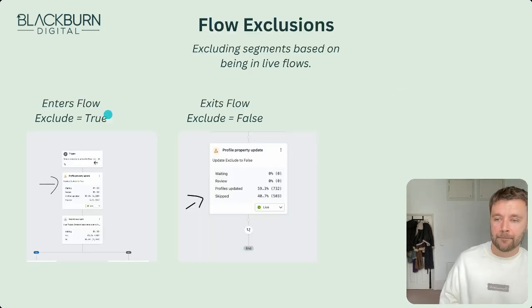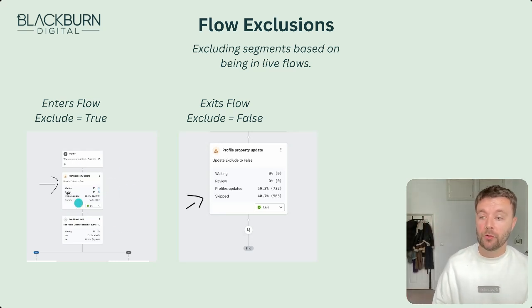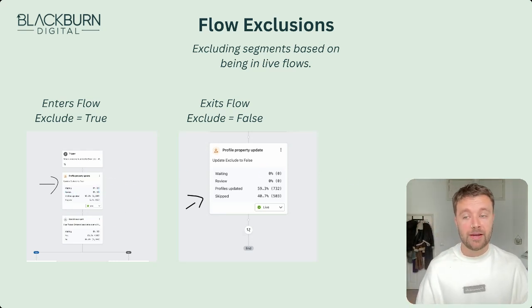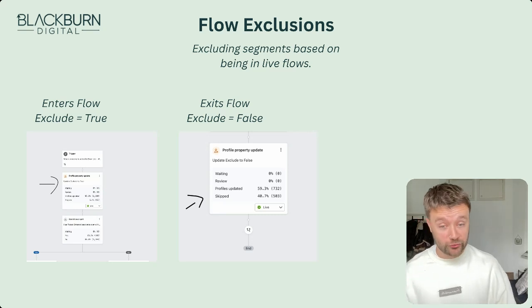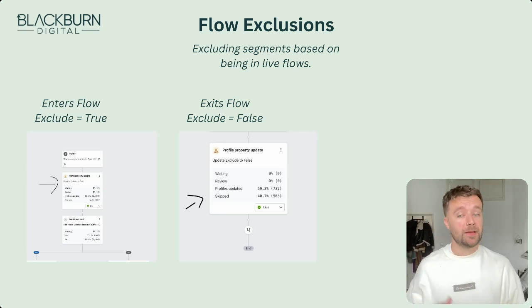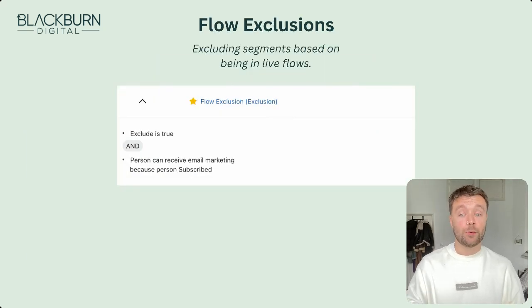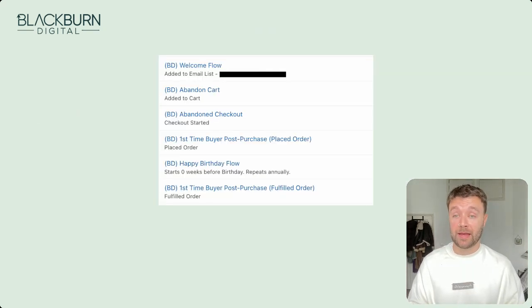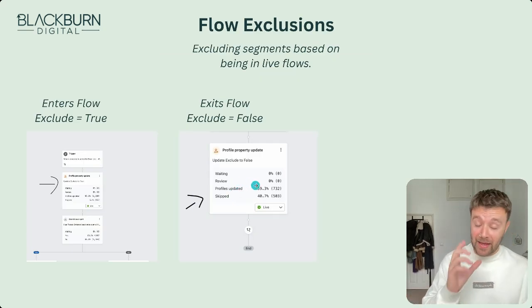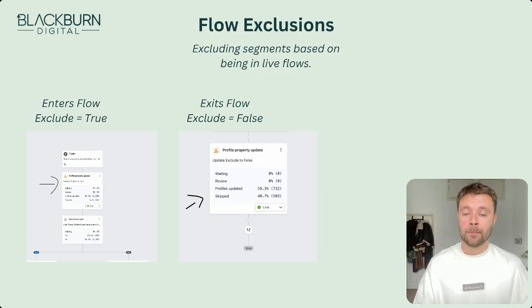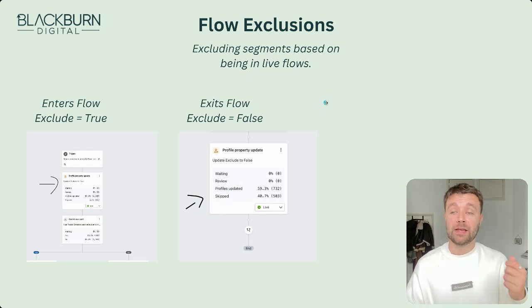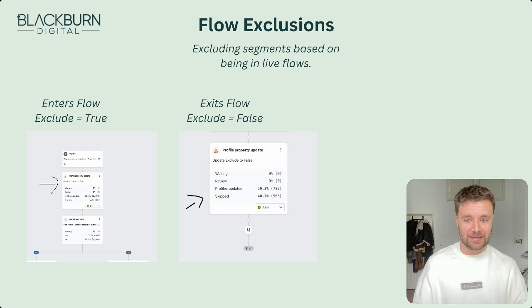So what would this look like? On the left here, we've got the start of a flow, and we've created a property that says exclude equals true. So by updating the property for exclude equals true, it allows us to make this segment, and that tells us, right, this customer is in this flow. We don't want to be sending them campaigns. And then at the end of the flow, when they exit, we want to have an update exclude equals false, and that will then take them out of that segment.